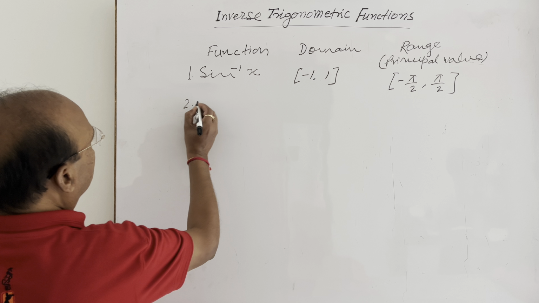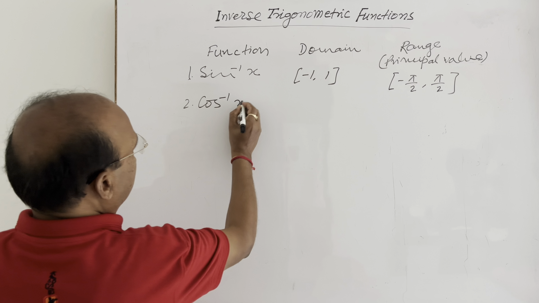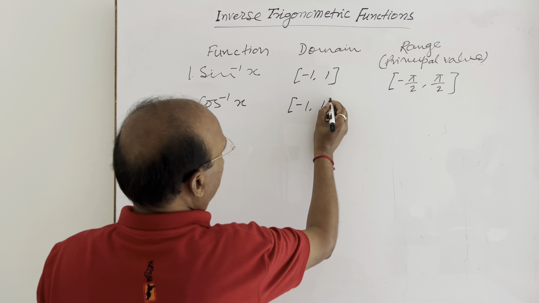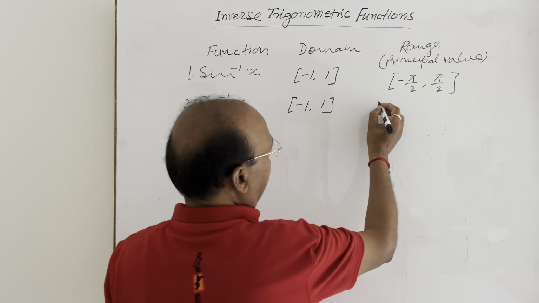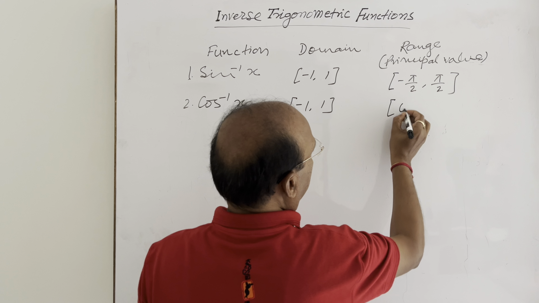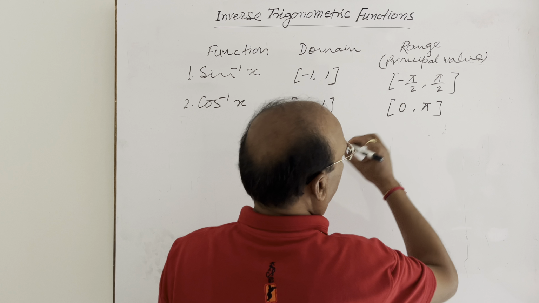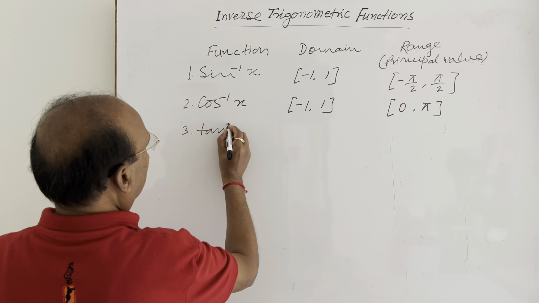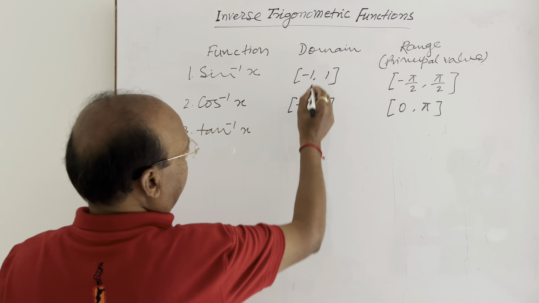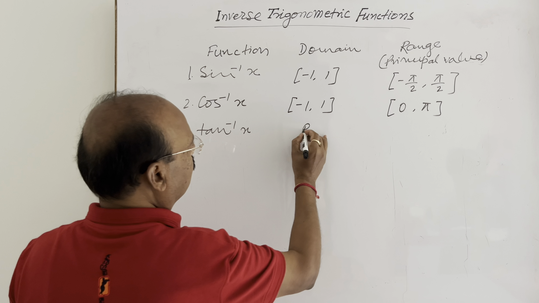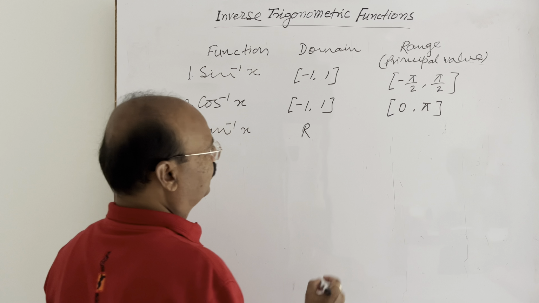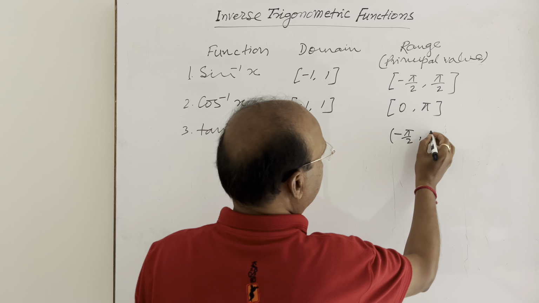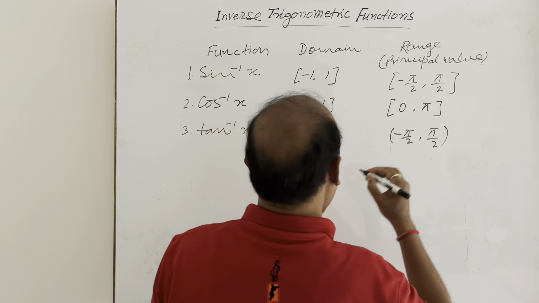Similarly, for cos inverse of x, the domain is also minus 1 to 1, and here the range will be 0 to pi. Third, tan inverse x, here the domain is the entire set of real numbers and the range is the open interval minus pi by 2 to pi by 2.